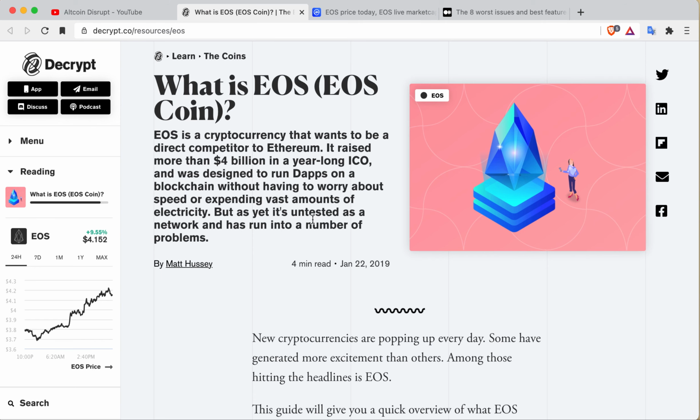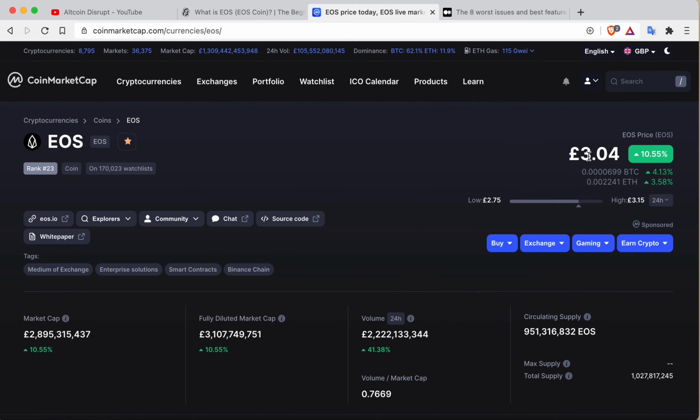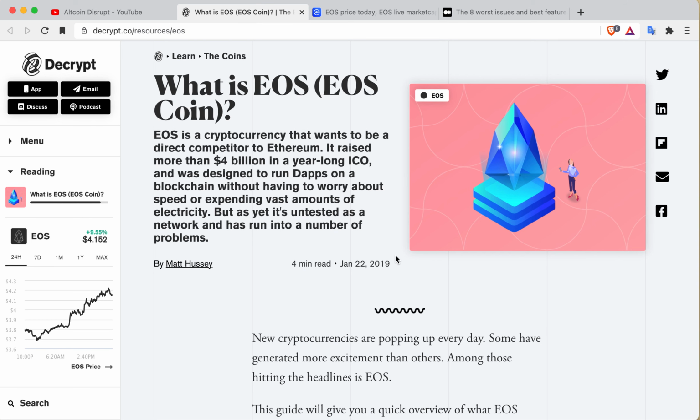Today, we'll be doing an in-depth review into EOS coin. What is EOS? And ultimately, we want to discuss if EOS has the potential to 100x from its current price, which is standing at £3. It has a supply of just over 1 billion and a circulating supply of 951 million. So that's quite a large supply, if you think about it.